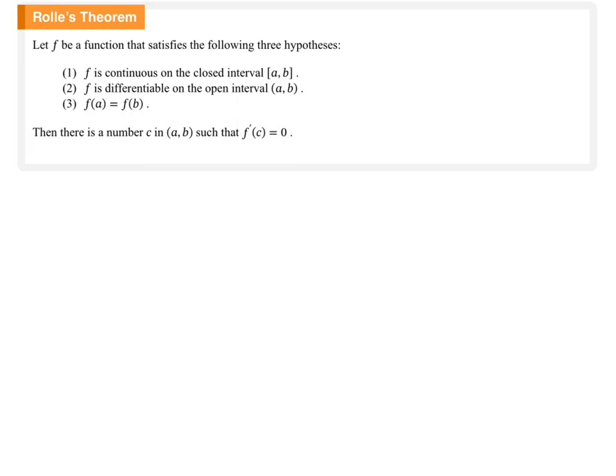And then the last one, number 3, is kind of what makes this theorem. What it's saying is f of a is equal to f of b. So we're on an interval from a to b, and f of a is equal to f of b. So what does that mean? The y values are the same on the endpoints.